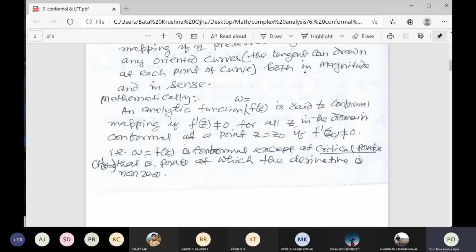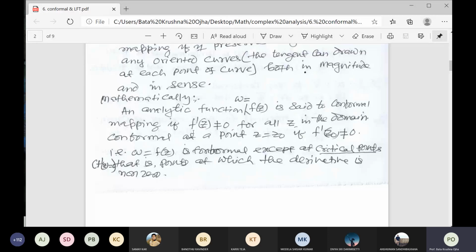that is, w equals f of z is said to be conformal if f dash z is not equal to 0. You already know that if f dash z is equal to 0 at a point z0, then z0 is called a critical point. In maxima and minima, you already know how to find the critical point: find the derivative, equate it to 0 and solve. The zeros of f dash z are called critical points.